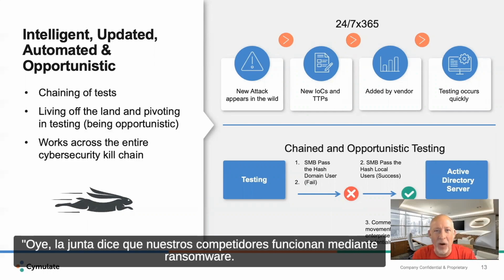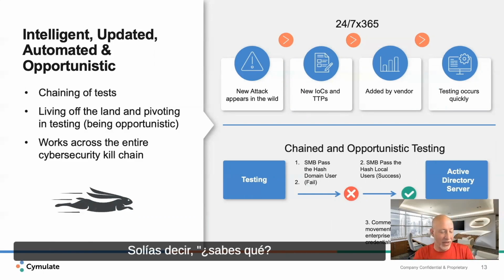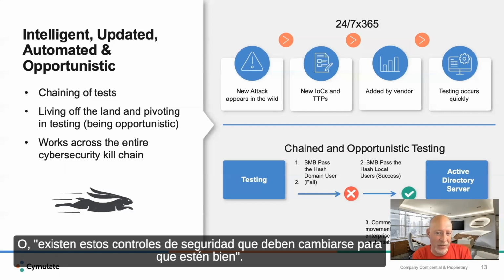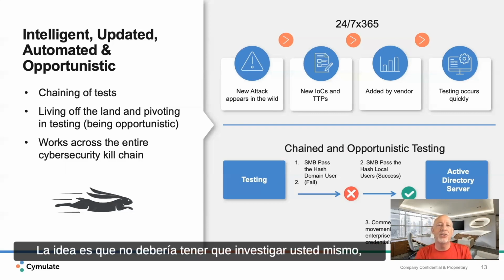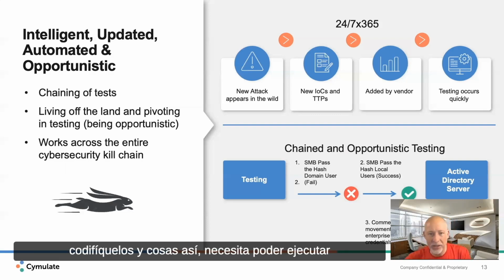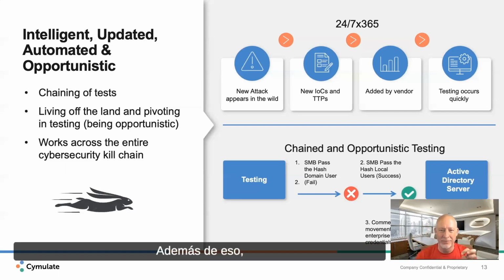It should be that when the CIO or the CEO comes and says, hey, the board says our competitors were hit by ransomware, are we also vulnerable to that? You can say, you know what? I've checked the reporting. It's already been updated. And you know what? We're fine. Or there are these security controls that need to change to be fine, right? So the idea is you shouldn't have to research yourself the new indicators of compromise and TTPs and manually code them and stuff like that. You need to be able to run them immediately, right?